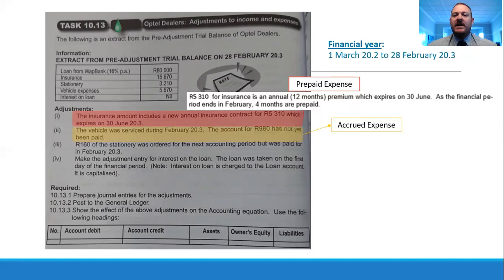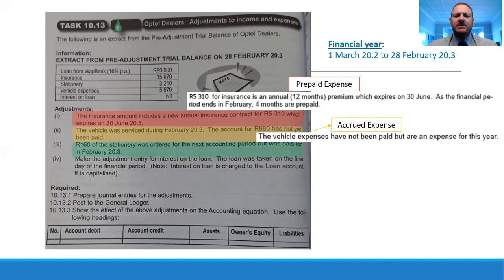So if we just have a look at that, this would be an example of an accrued expense. So it's an expense that we need to be adding to. Okay, so the vehicle expenses have not been paid and are an expense for this year, so it needs to be included. So you'll see you'll be adding 980 Rand to that 5,670 Rand.